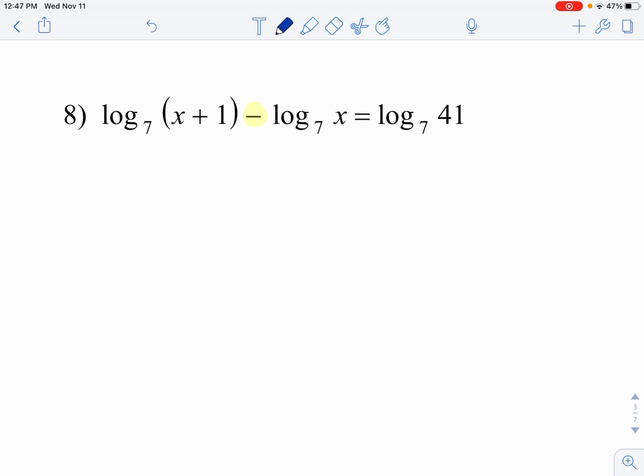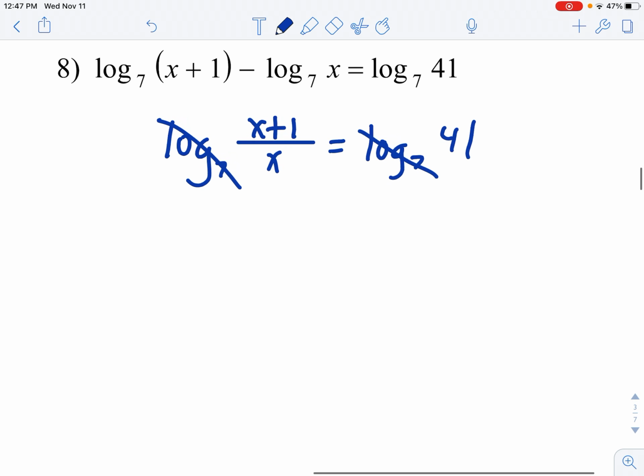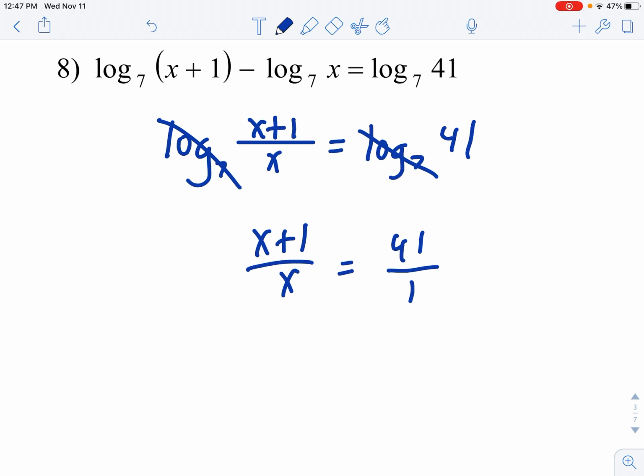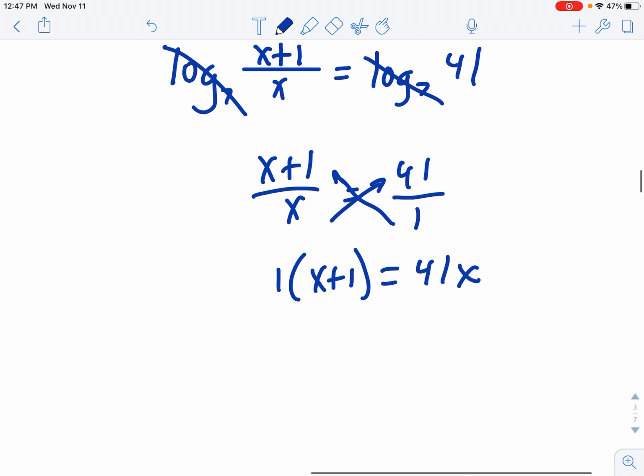So anyway, all right, I'm going to condense this. The minus sign tells me that this is going to be a quotient property. x plus 1 on top. The first one goes on top, the second one on bottom. Okay, now here we can use the one-to-one property. We do have the same log on both sides, so we cancel those out. x plus 1 over x equals 41 over 1. Cross multiply. 1 times x plus 1, which is simple. x times 41, 41x. Obviously, distributing a 1 doesn't really do anything.